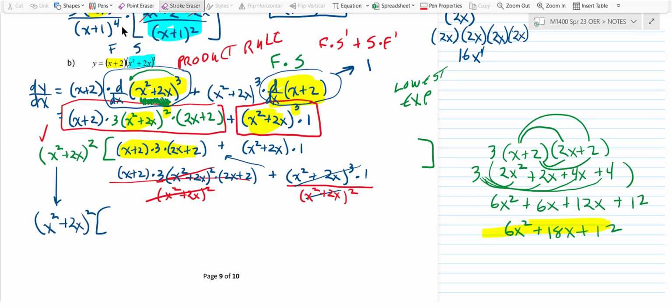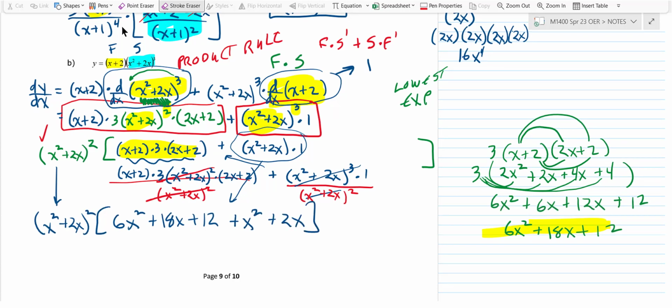Okay, this part that I have in yellow, I did that on the side of my paper, and I got 6x squared plus 18x plus 12 there. Now this part right here just comes down. Don't forget about this part here. That comes down. So that is just plus x squared plus 2x.